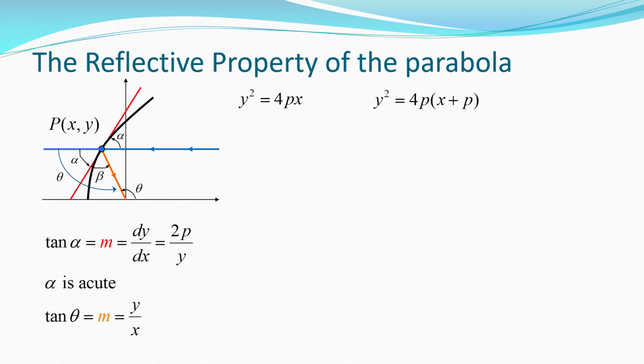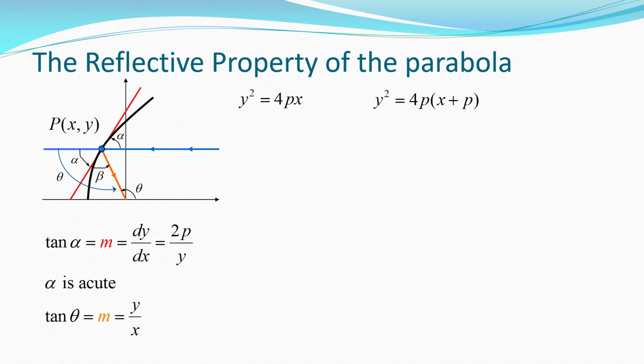Also, using the same kind of idea, we can find the tangent of theta because it happens to be the angle of inclination for the orange line. All we need is one point on that line, which is x comma y. So that would be y over x. So we now know what the tangent of theta is. And we now also know that theta, at least in this picture right now, is going to be obtuse, but we don't actually care.